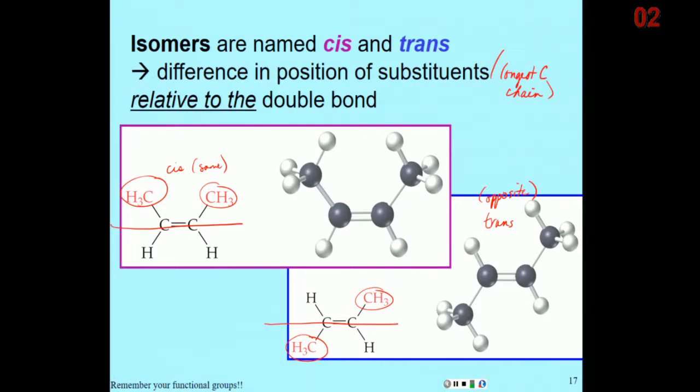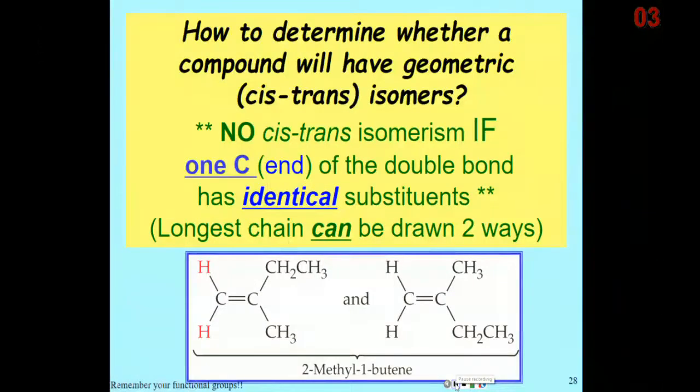What else is attached to the carbons of the double bond does not matter. You're always going to be paying attention to the longest chain. It's a good place to focus your attention. All right, so having said that, what can we do with it? We're going to make some generalizations and figure out how to determine if a compound is going to have these geometric, aka cis-trans, isomers. The answer is no if one end of the double bond has identical substituents, such as this one on the left here, 2 things the same. You can draw the longest chain 2 ways sometimes, or if you switch the ends, nothing changes.